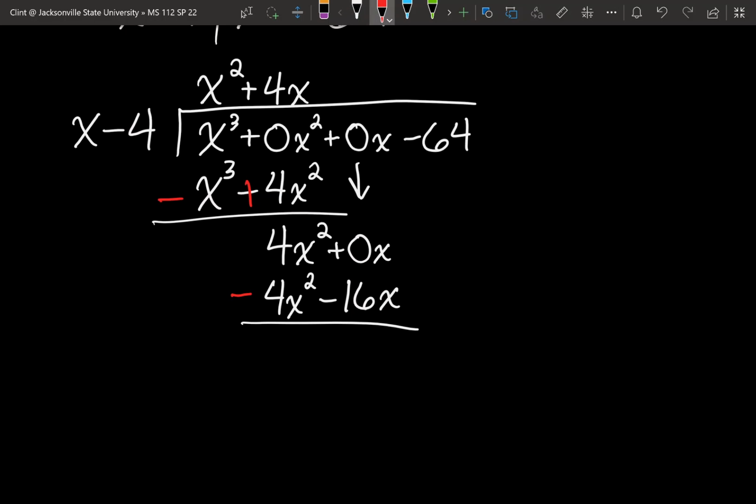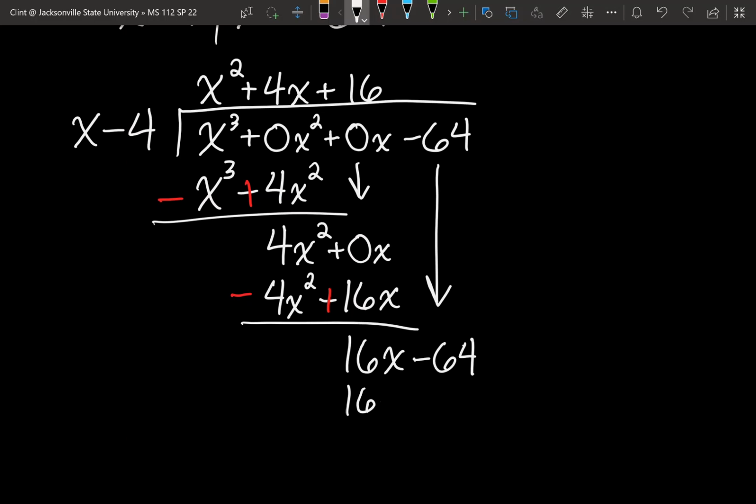Change our signs. 4x squared minus 4x squared goes away. Then we got 0x plus 16x, so that's just 16x. Bring down our next term, minus 64. x will go into 16x 16 times. 16 times x is 16x.